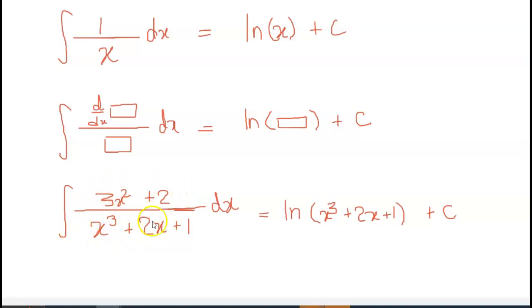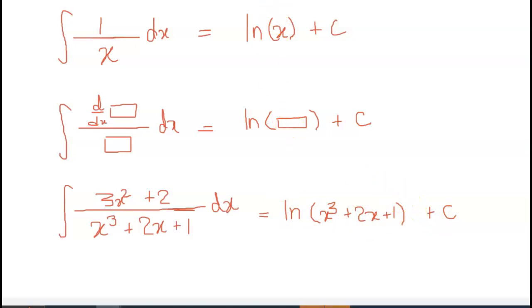If that kind of question comes up, I don't have to go through all the steps. I can straight away say, because the bottom bit has its differential on the top, the answer is going to be ln of the bottom bit plus c. That is the rule.